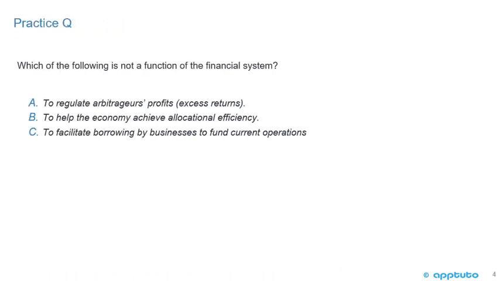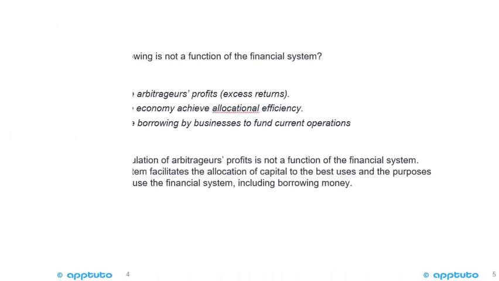And we'll finish off this LOS with a quick practice question. And you can see it's exactly as I said. Which of the following is not a function of the financial system? A, to regulate arbitrage's profits, excess returns. B, to help the economy achieve allocational efficiency. Or C, to facilitate borrowing by businesses to fund current operations.